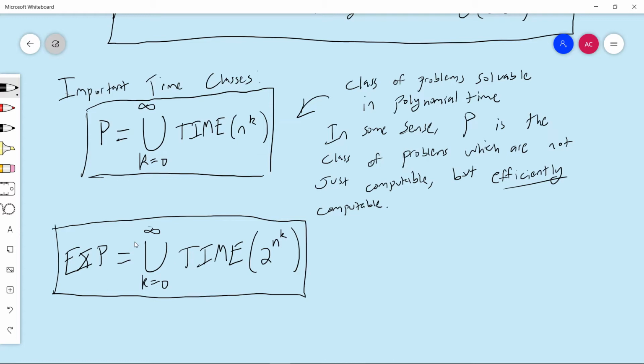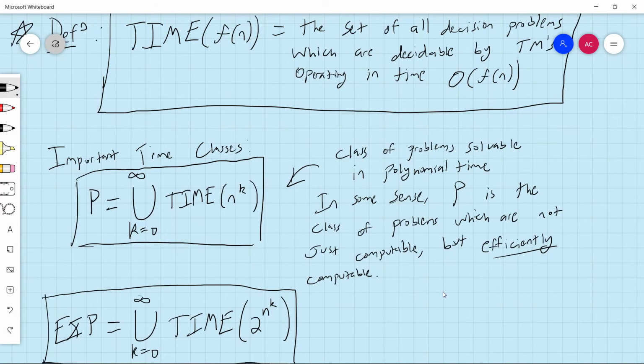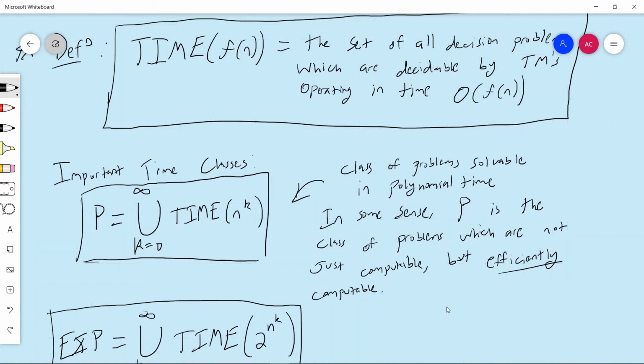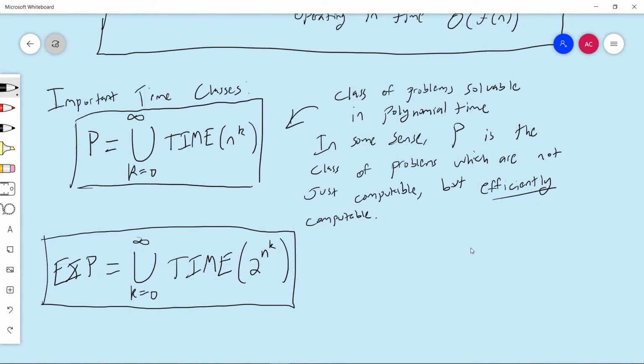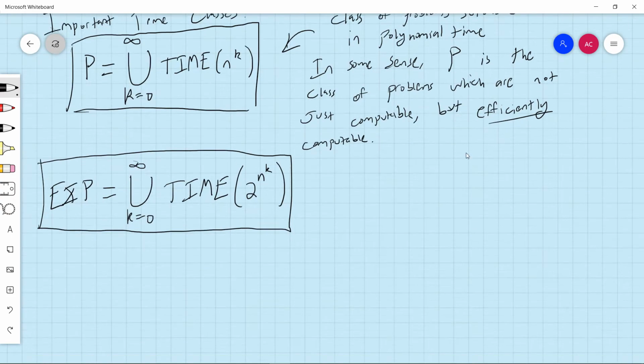Of course, it includes all of P, but this is a monster class compared to P. But in terms of what we care about, these are the two main time classes that we're going to be considering. But for now, we did need this to go on in some of the more basic results. So that's the time classes. And now let's define the space classes.